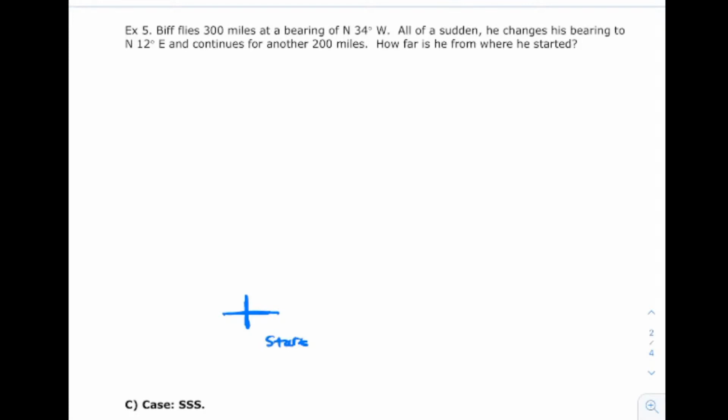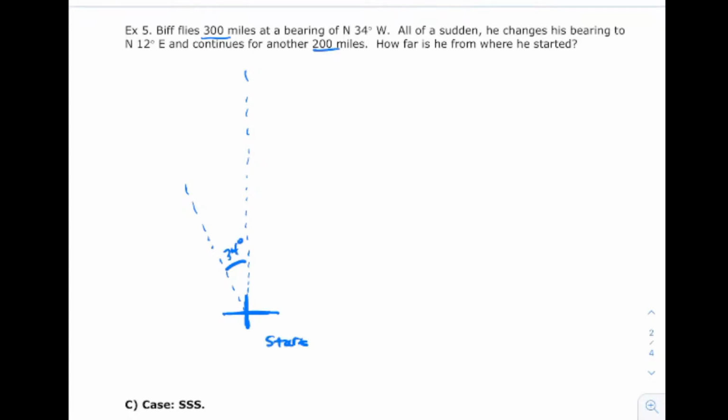He flies 300 and then 200. Okay, 300 miles. So I want to make a line that's about 300 miles long. I'll use a scale, of course, but I want it to go north 34 west. So I'm going to think in terms of this is north, rotate towards the west 34 degrees. So this here is 34 degrees.